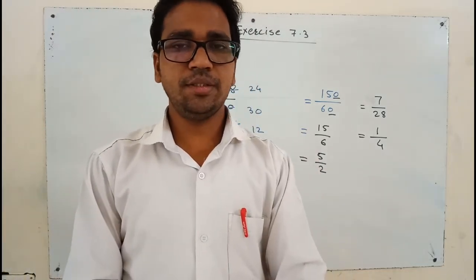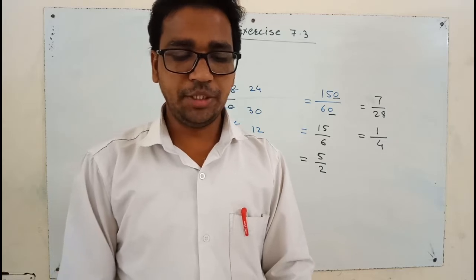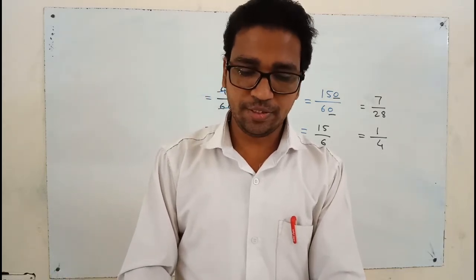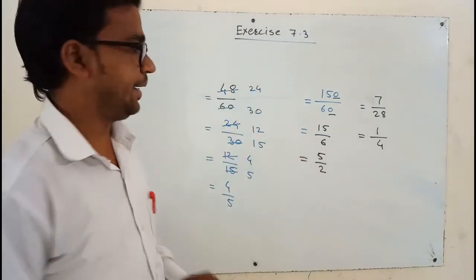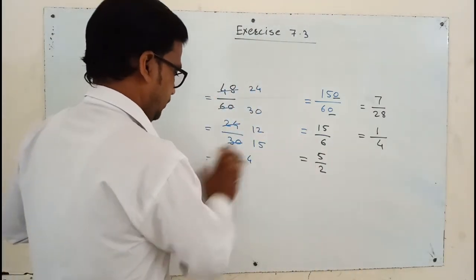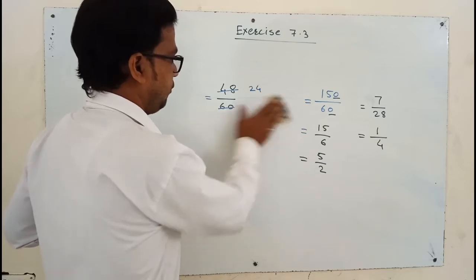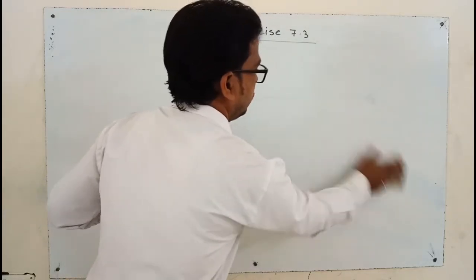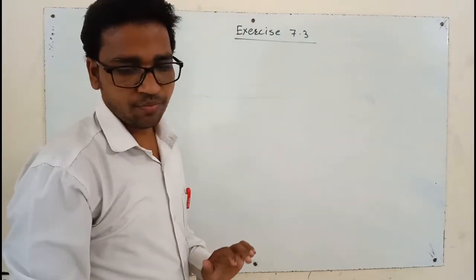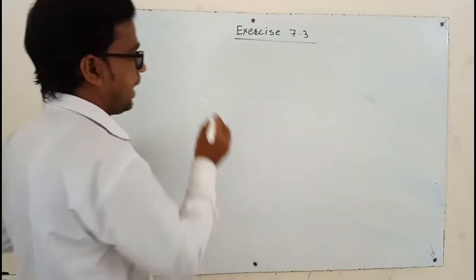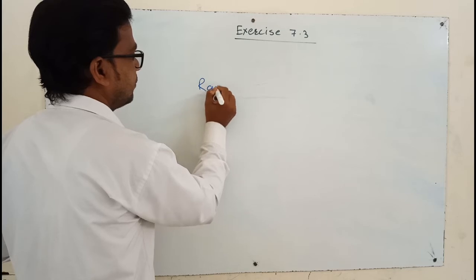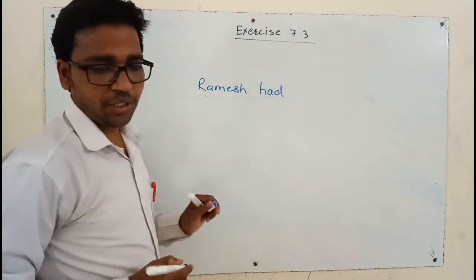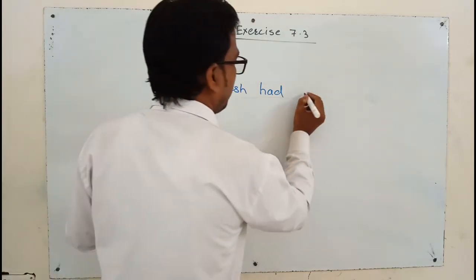Question number 8 is a word problem. Ramesh had 20 pencils, Shilu had 50 pencils and Jamal had 80 pencils. So first write down the given information from the word problem. That information is that Ramesh had 20 pencils.